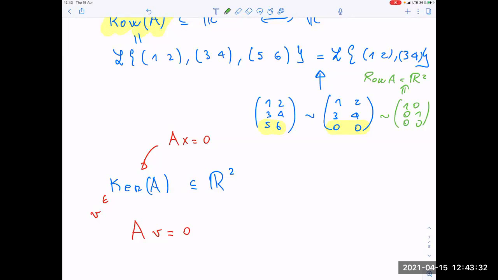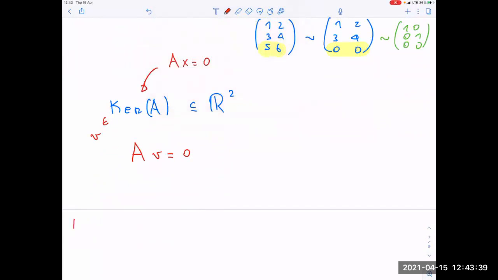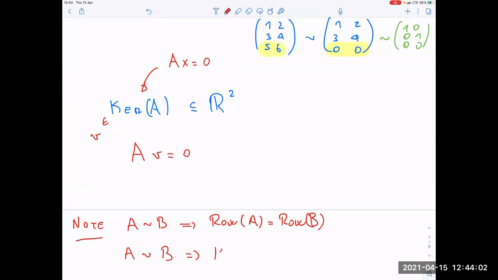Yeah, exactly. So we can make it into a note. It's probably a nice idea, but it is written in the notes. If you have two matrices which are row equivalent, then they have the same row space. And we also know they have the same kernel because the linear systems of equations are equivalent, right? And so this probably should help you to compute the kernel of A just by looking at the green matrix.